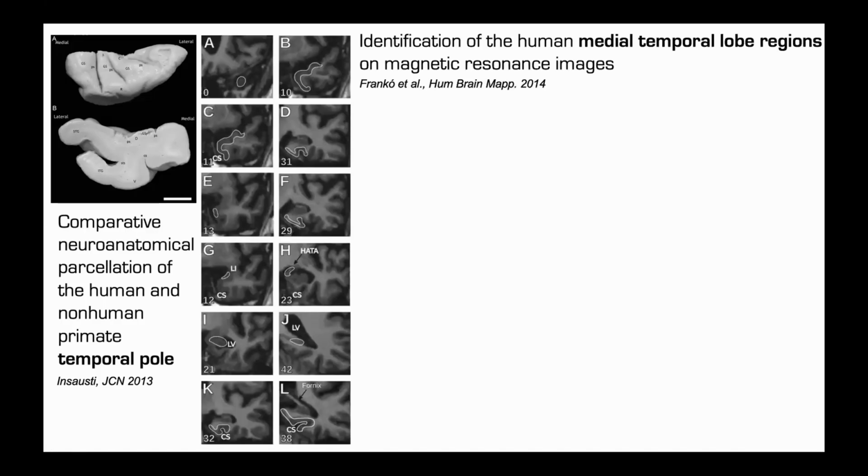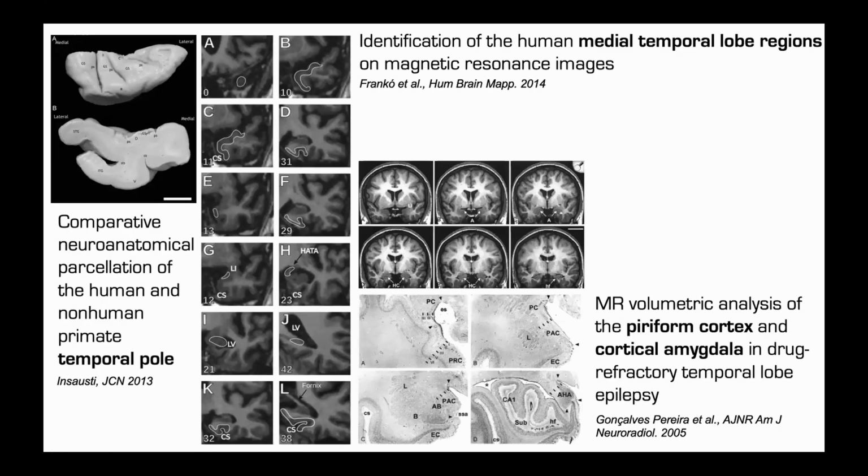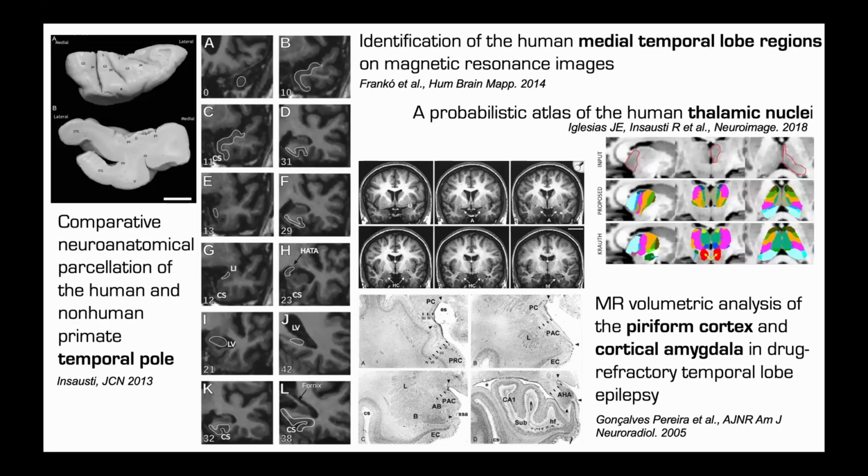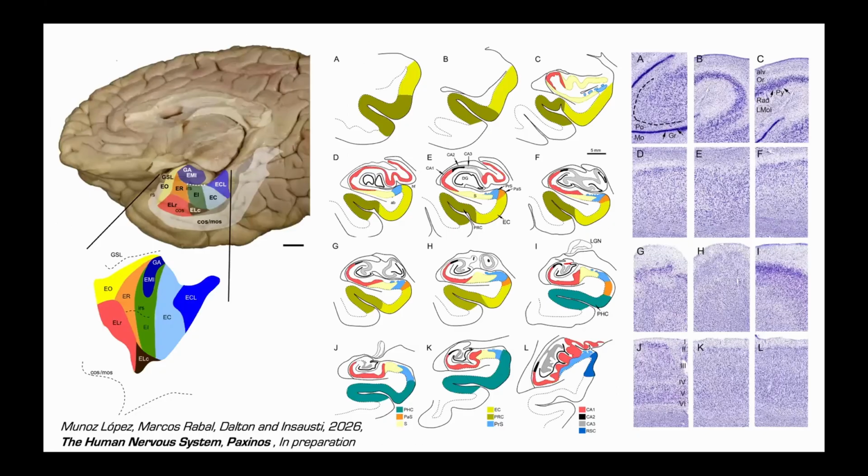But he didn't stop at the entorhinal cortex. He also looked at the temporal pole. He did a parcellation, or a segmentation, of the different areas of the temporal pole. He did the medial temporal cortex in MRI images. He also did the piriform cortex and the amygdala. And Laura has expanded our work also in the amygdala, but also the thalamus. So all this work has been trying to apply all the neuroanatomy into the human world.